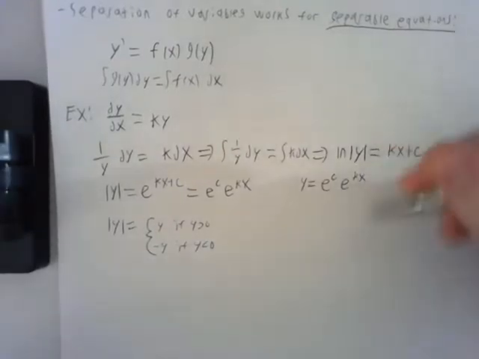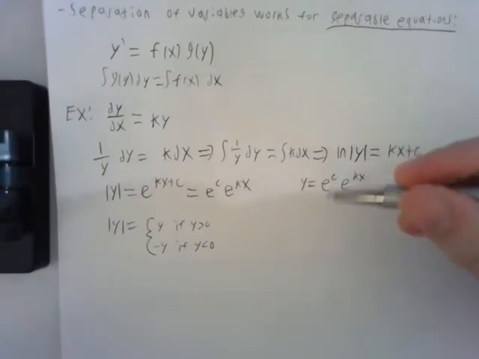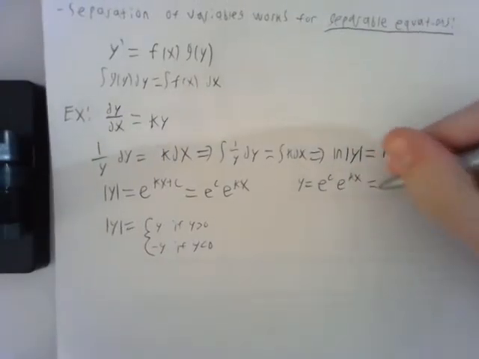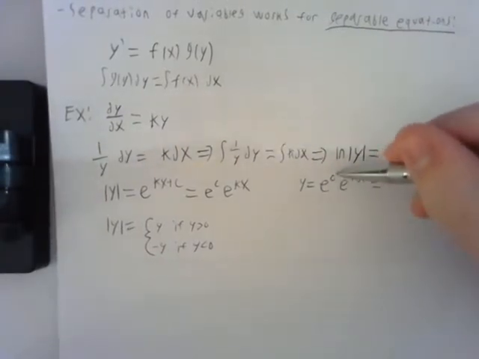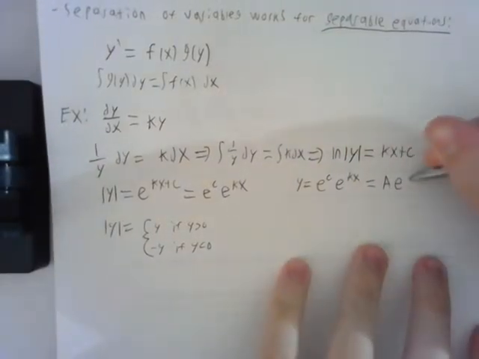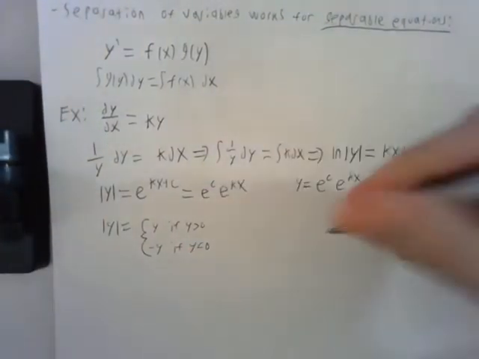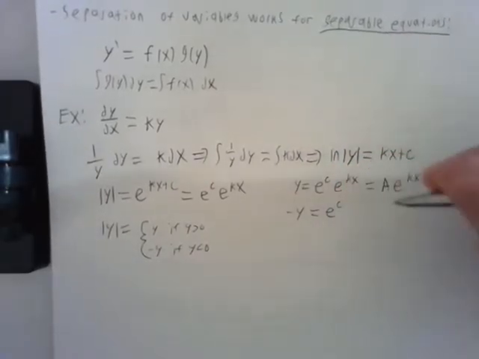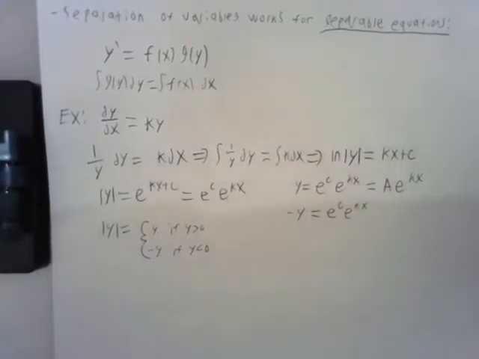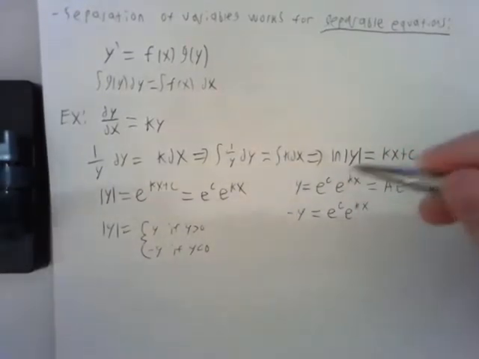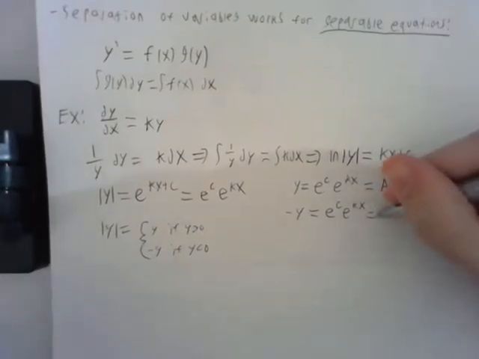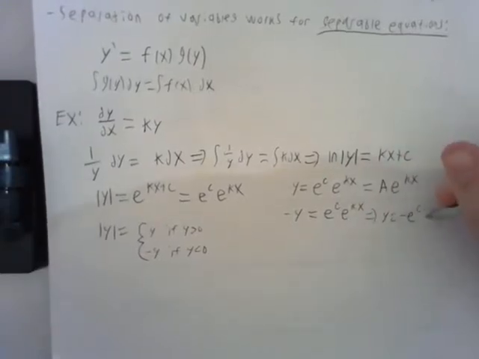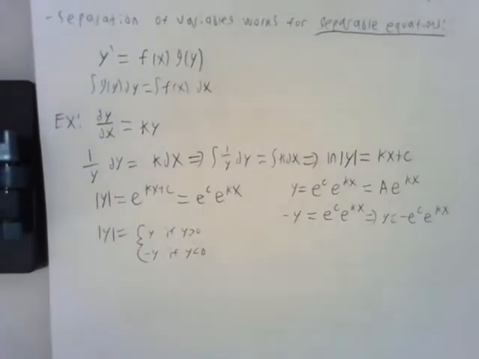And if we rearrange this, what I want to say is that e to the c is just some other constant, so it's a times e to the kx. If we had the minus sign, then we would just move the negative over to the other side, and we'd get y equals negative e to the c times e to the kx.